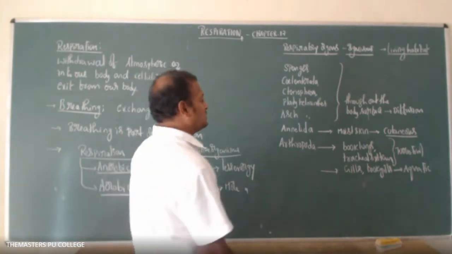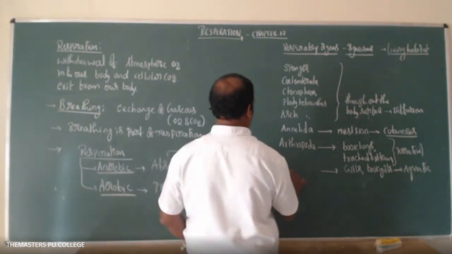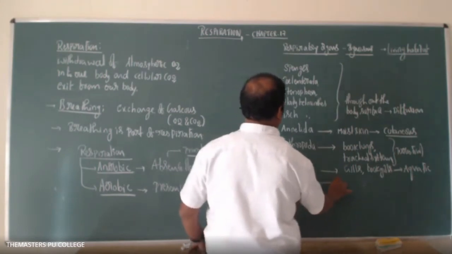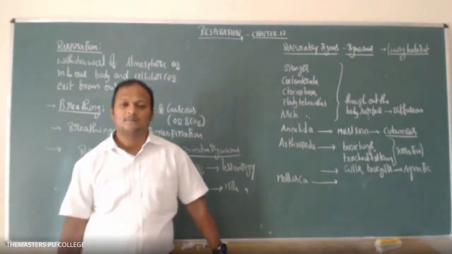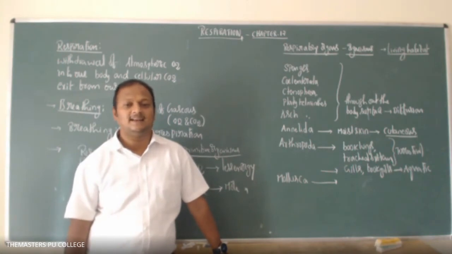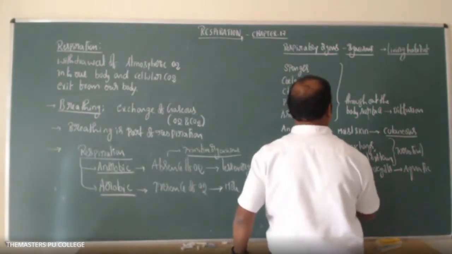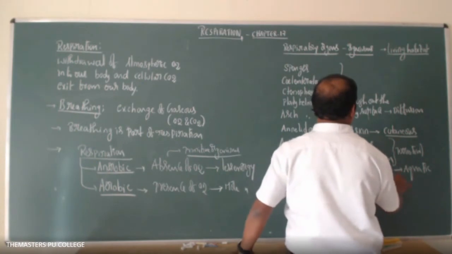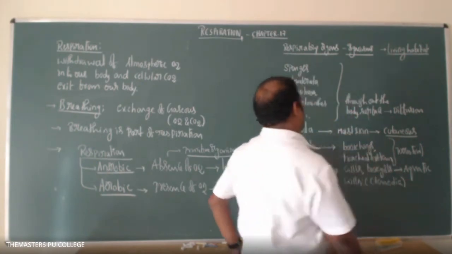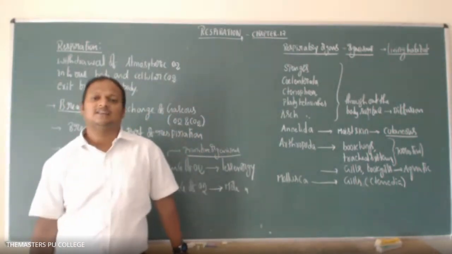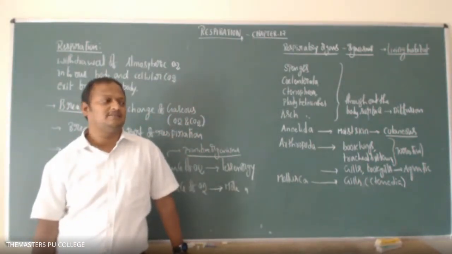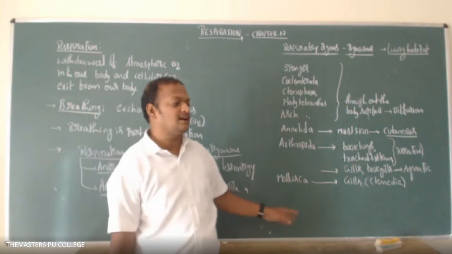Okay, students, what about molluscans? In the phylum Mollusca, what type of respiratory organs are present? Feather gills. Very good. The gills, or ctenidia, are the respiratory organs. These gills are called vascularized structures because they are supplied with blood. Along with that, vascularized sacs or bags are also present. Those are called lungs. For example, in Mollusca, aquatic forms have gills.